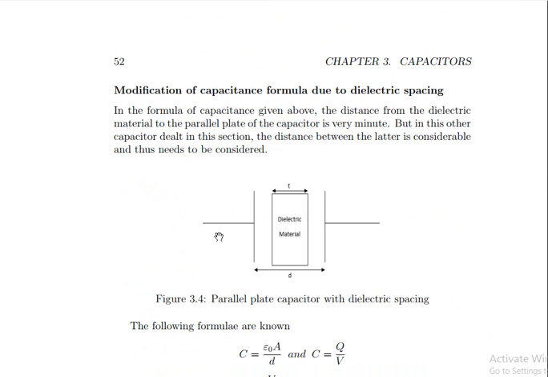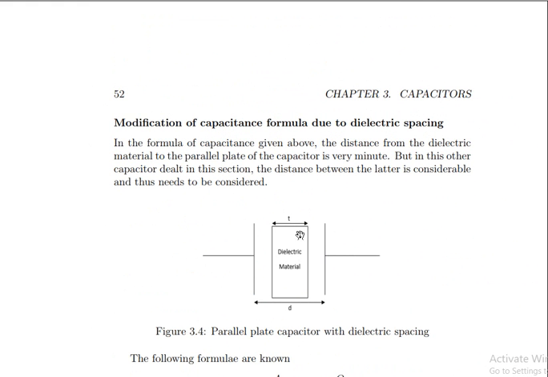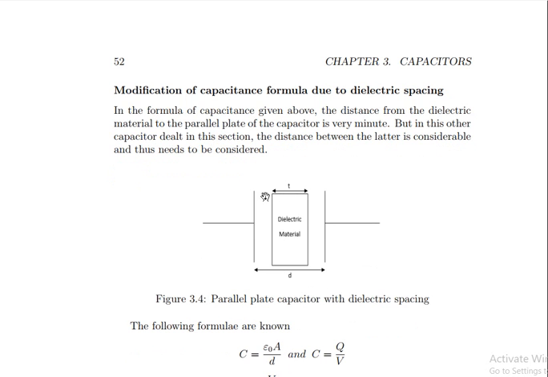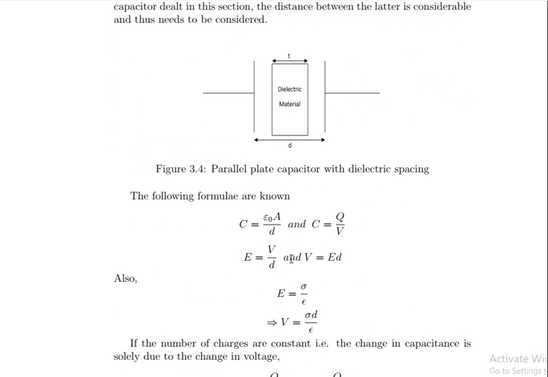Now, if the dielectric material does not occupy the whole space, we are going to have a modification of the formula due to the dielectric spacing. So let's say that the dielectric material occupies a space T and the whole distance between the plates is D. We initially know the first formula, for when you have no dielectric: C is equal to epsilon 0 A all over D.